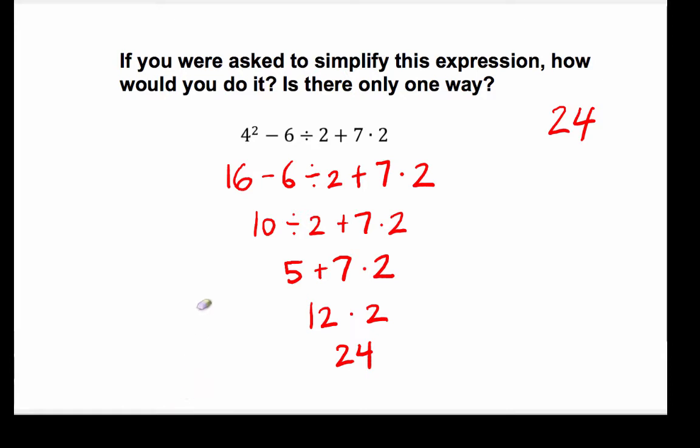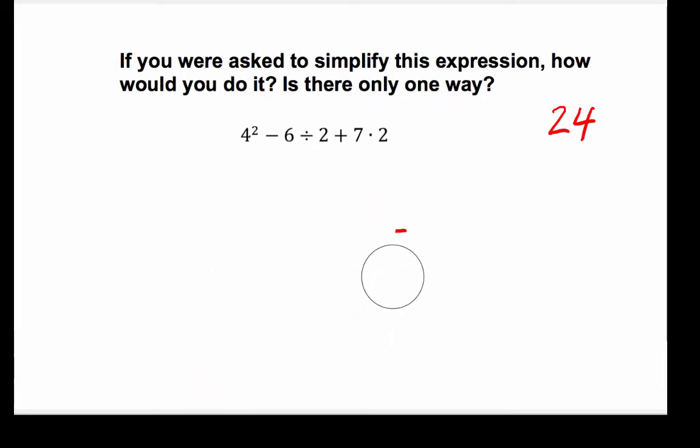Someone else may look at this problem and just say, oh, you know, I like to add, so I'll just go ahead and add first. So I will go ahead and add 2 plus 7 here. So I will have 4 squared minus 6 divided by 2 plus 7 is 9 times 2.